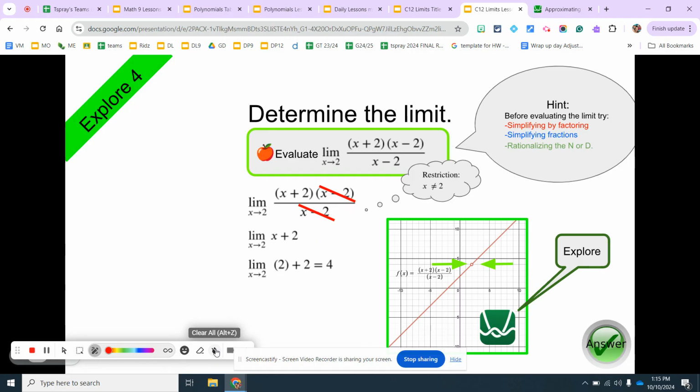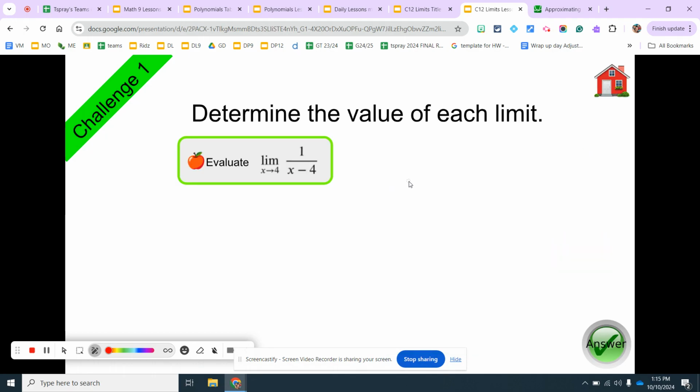That's how it is. Okay, so just a hint before you try the next few questions: before we make our decision as to whether something has a limit or not, what you first want to do is plug in a number to see if the denominator is in fact 0. If it is, then you're going to try simplifying by factoring, simplifying fractions, or rationalizing the numerator and denominator. So here we go.